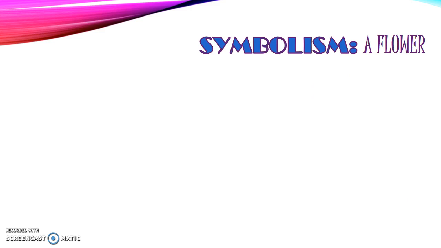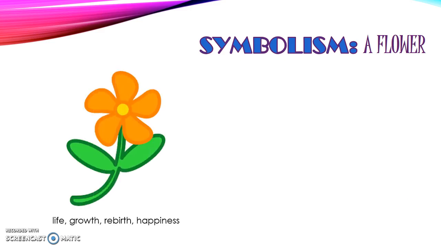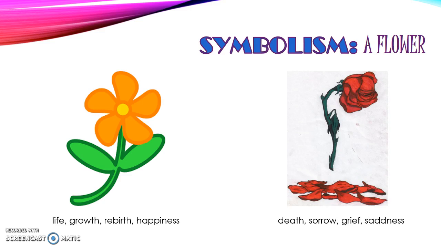Another example, a flower. What could a flower symbolize? So again, a flower, if it's a bright, happy, vibrant flower, maybe full, in a pasture in springtime or something like that, it could represent life, growth, rebirth, and happiness. But if you have a droopy, wilting flower, it could represent death, sorrow, grief, or sadness. So again, depending on the context of the flower, what the flower looks like, what's going on, and some other elements within the story, even the setting, it can drastically change the symbolic meaning.